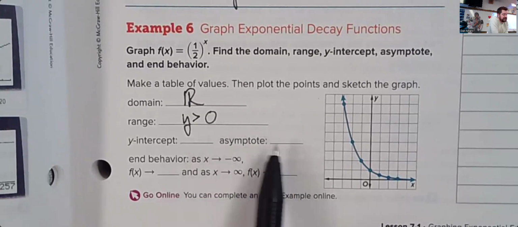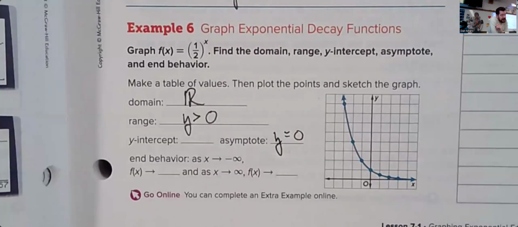Remember that these two things are very much linked, the asymptote and the range. Yeah, y equals 0. All right. Where does this graph cross the y-axis? At 1. So y equals 1.